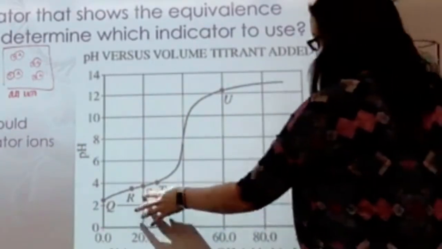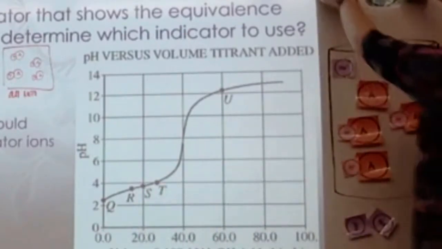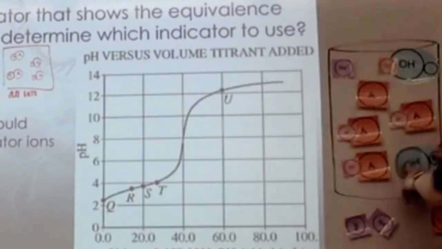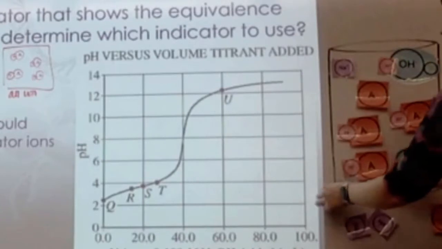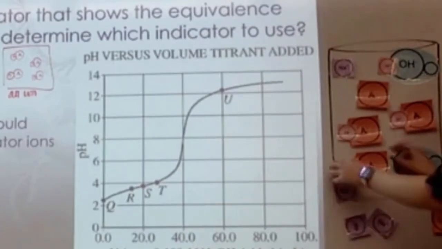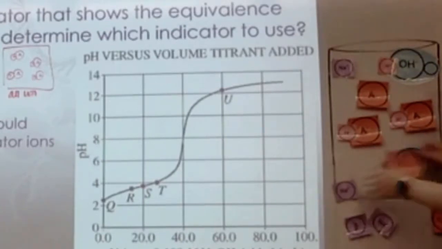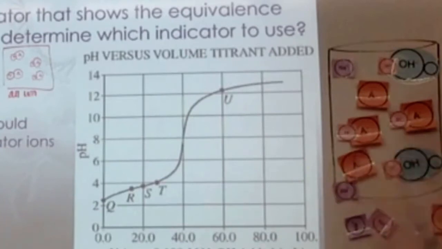Point S. I'm going to add another NaOH. So again, I have another NaOH in here. The acid will neutralize the OH minus. Now point S, we've hit a special point on the titration curve because we have equal amounts of weak acid and conjugate base.